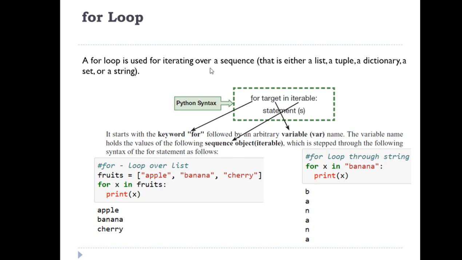Now for loop is used for iterating over a sequence. The sequence can be a list, it can be a tuple, it can be a dictionary, it can be a set or an iterable. Now this iterable can be anything.